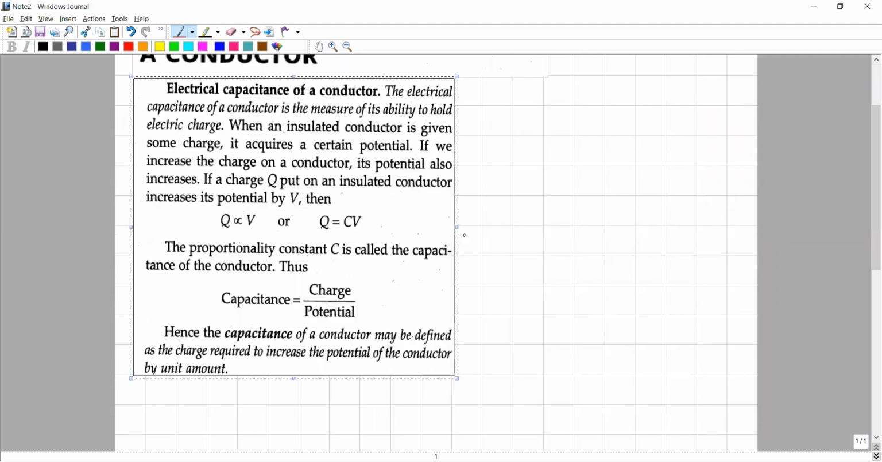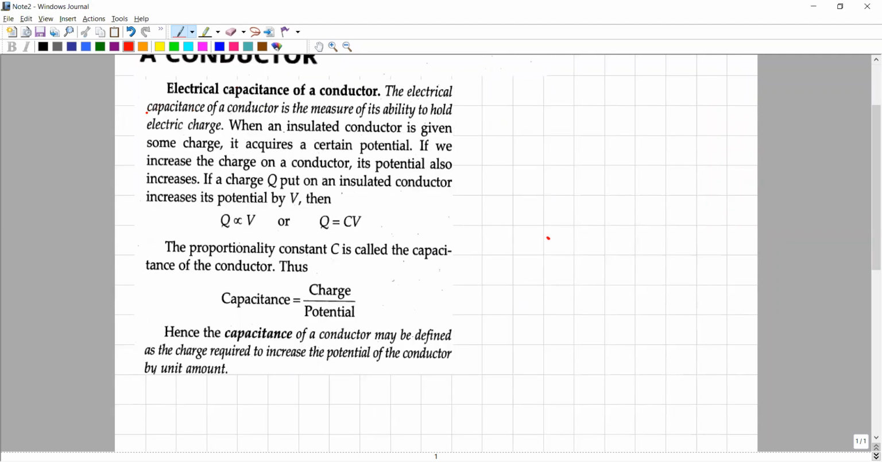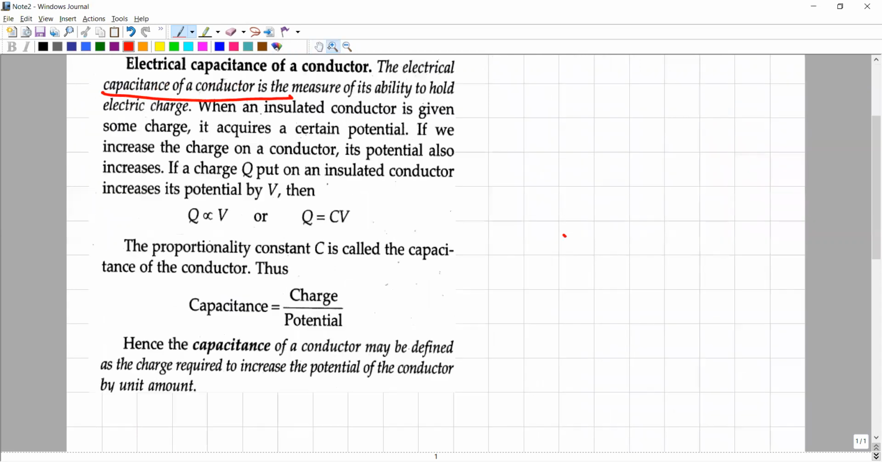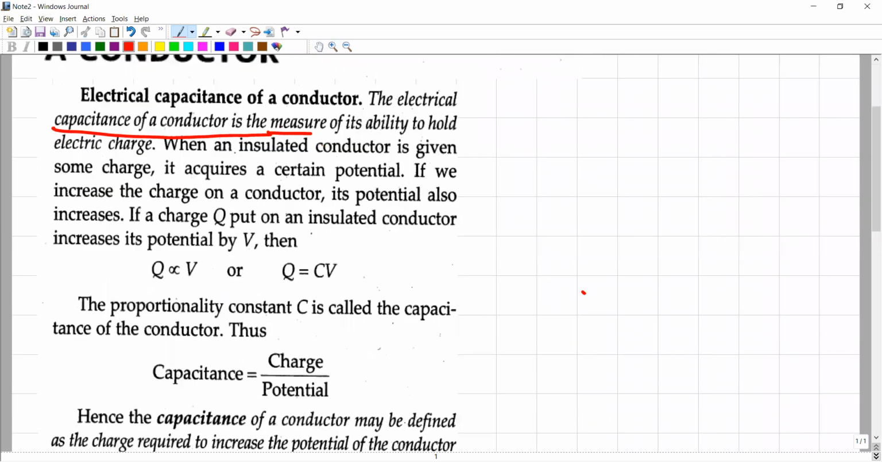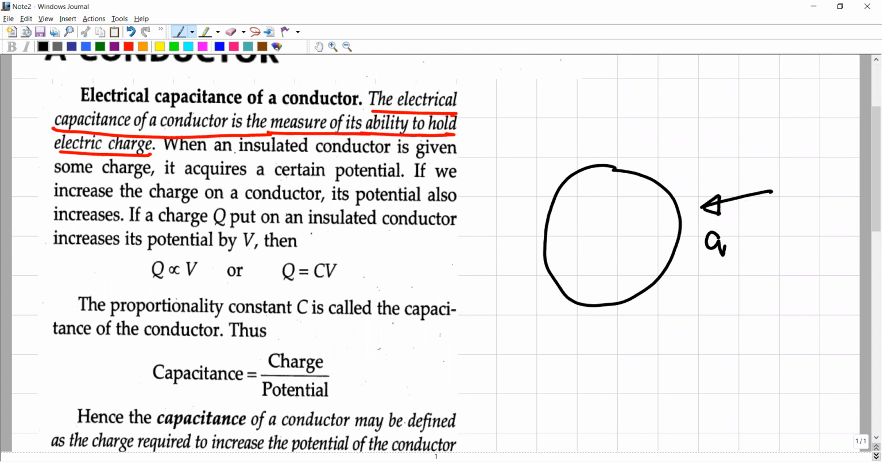Now, electrical capacitance, what is it? Electrical capacitance of a conductor is a measure of its ability to hold electric charge. What does this mean? We already know that when we have a conductor and we give some charge to it, it would develop some potential. That is how we charge our mobile phone and everything. So when we give charge to a conductor, it develops a potential.